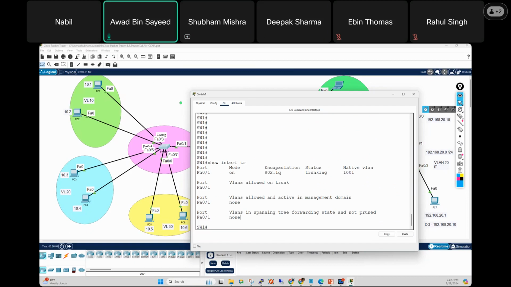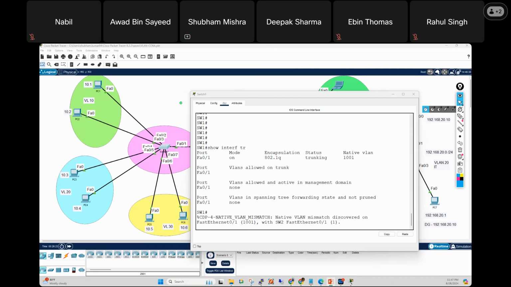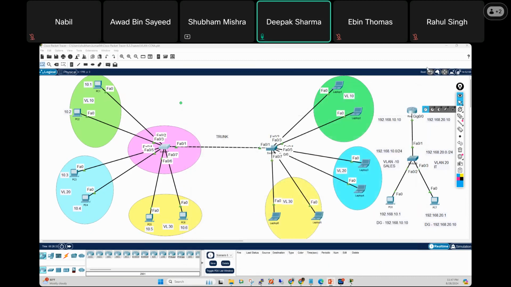So this is the command by which you can change the native VLAN. But in a real scenario also, we are not using VLAN number 1. We are changing the native VLAN. Are you clear now, everyone? Anything else, guys? I hope you guys understand something.